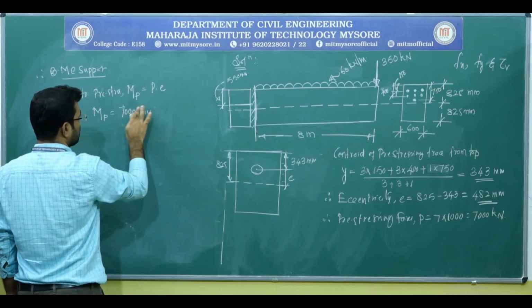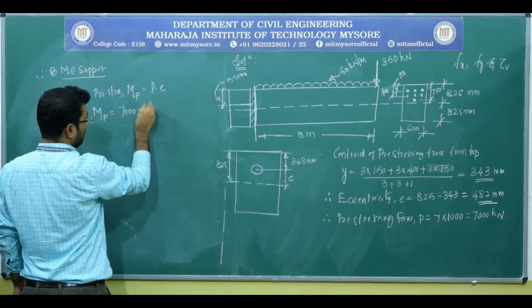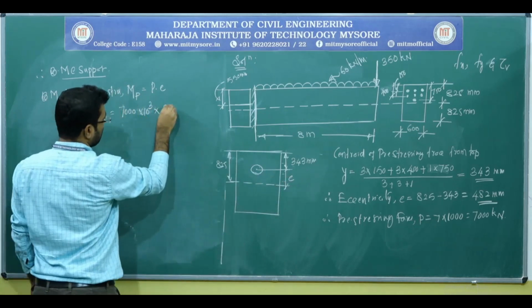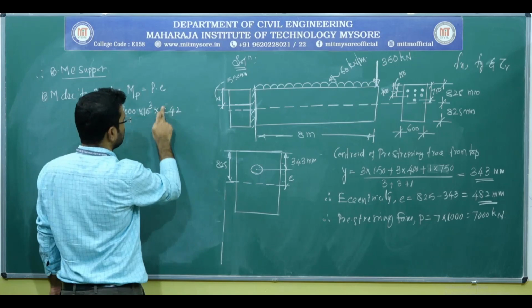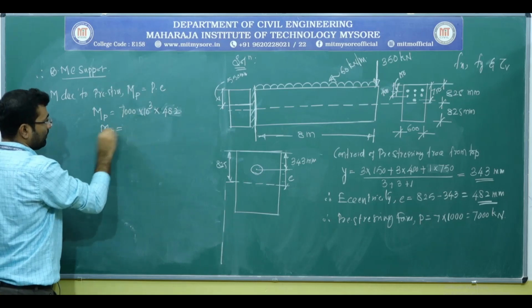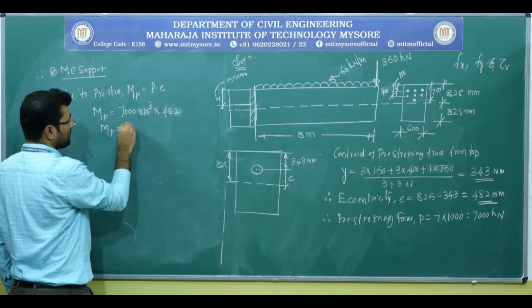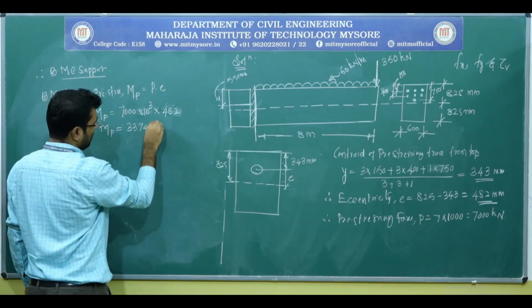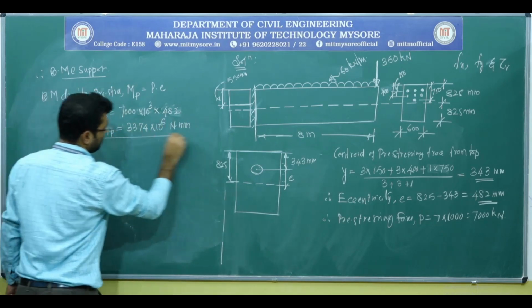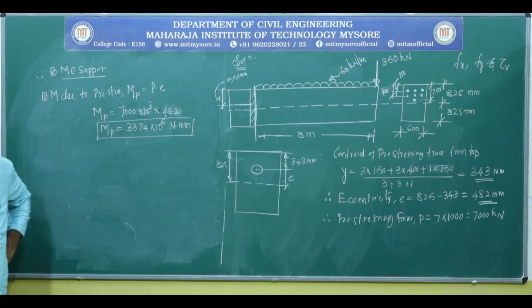Let me convert this into newtons. 7000 kilonewtons into the eccentricity, as per our calculation 482 millimeter. So the moment due to pre-stressing force is about 3374 into 10 to the power 6 newton millimeter in the beam.